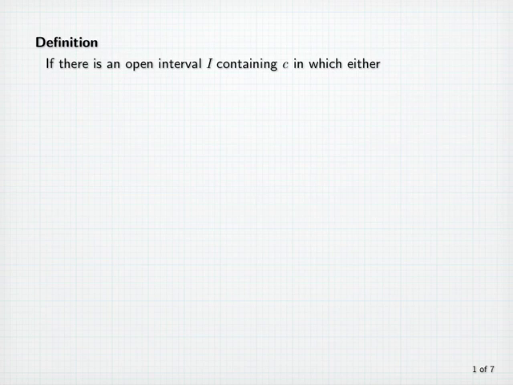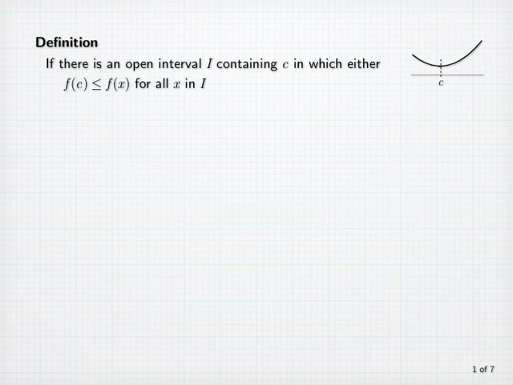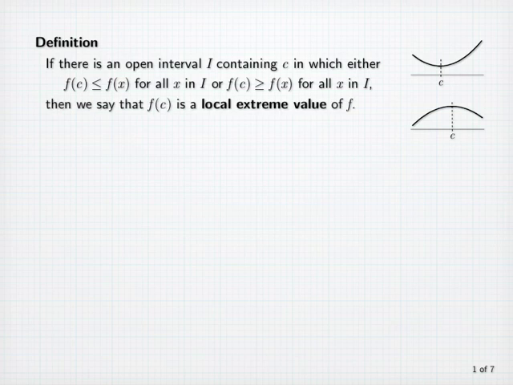If there's an open interval I containing a number c in which either f of c is less than or equal to f of x for all x in I, or f of c is greater than or equal to f of x for all x in I, then we say that f of c is a local extreme value of f. A local extreme value may be a local minimum, and it may be a local maximum.